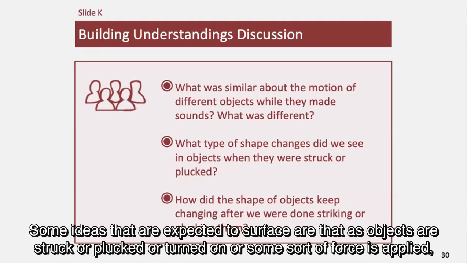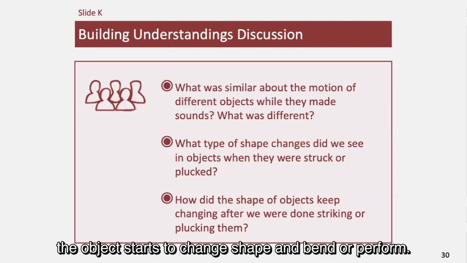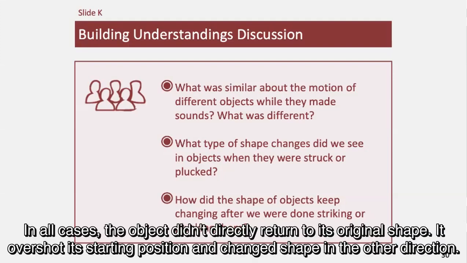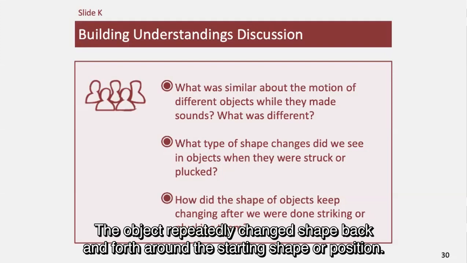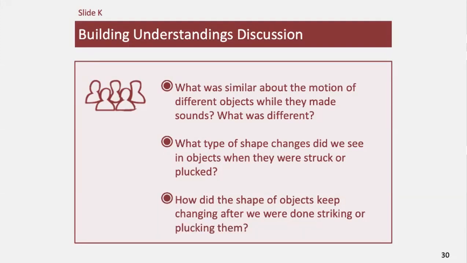Some ideas that are expected to surface are that as objects are struck or plucked or turned on, some sort of force is applied, and the object starts to change shape and bend or deform. In all cases, the object didn't directly return to its original shape. It overshot its starting position and changed shape in the other direction. The object repeatedly changed shape back and forth around the starting shape or position.